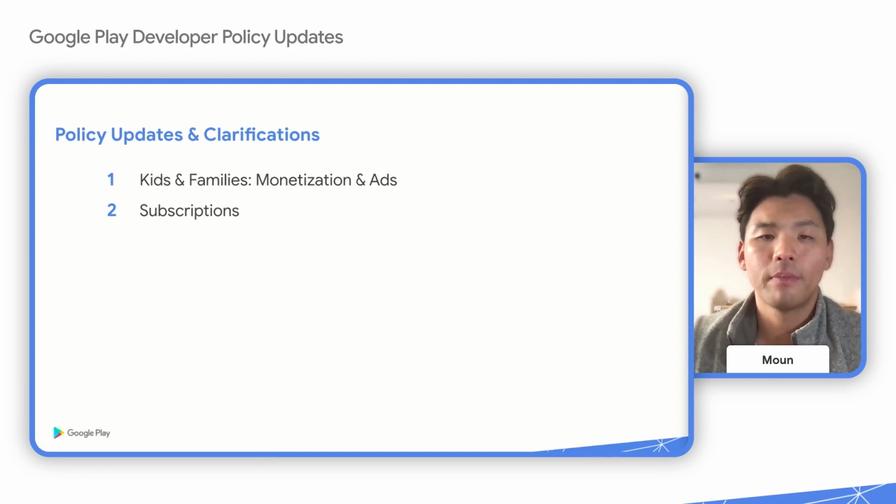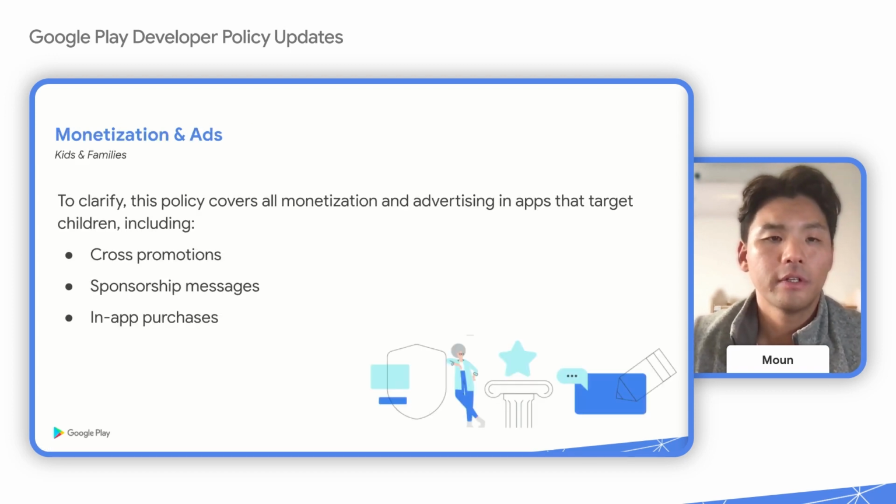Let's now go over some updates on monetizations and ads for kids and families and subscriptions. First, we're clarifying that families, ads, and monetization policy requirements apply to all monetization and advertising in apps that target children. You will see that we added language in the policy to clarify that it covers all monetization options, including cross promotions, sponsorship messages, and in-app purchases. You can take a look at the Policy Center for examples of common violations to avoid.